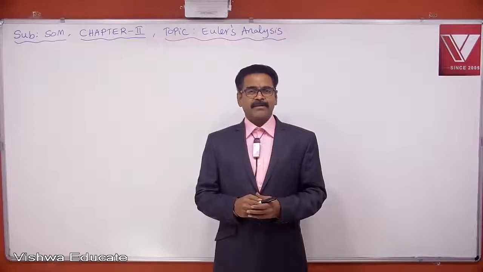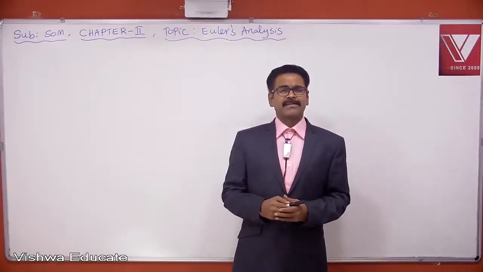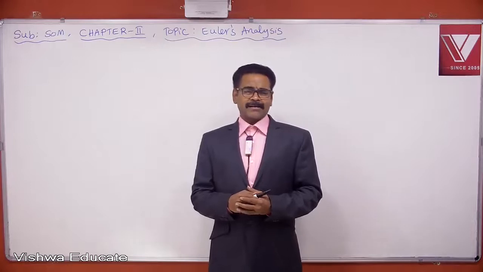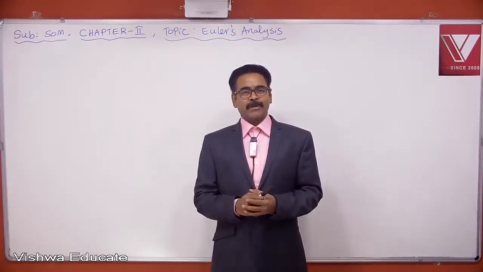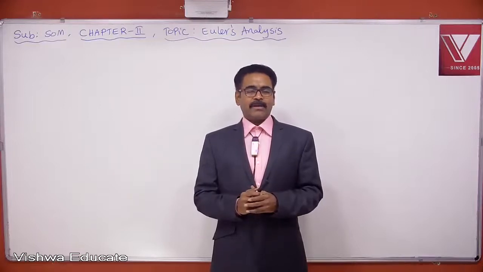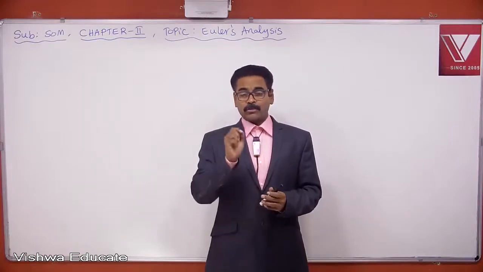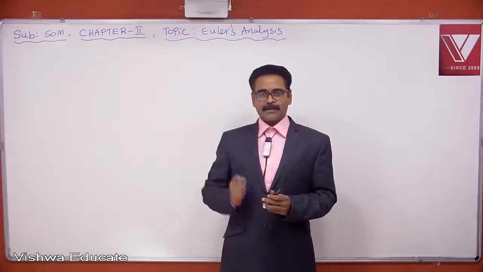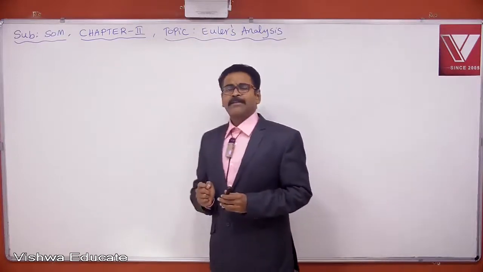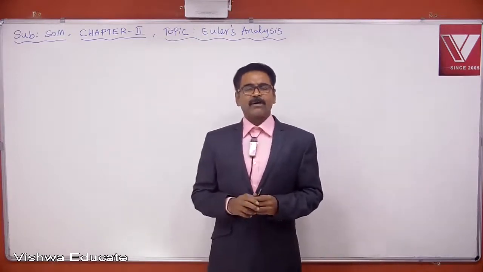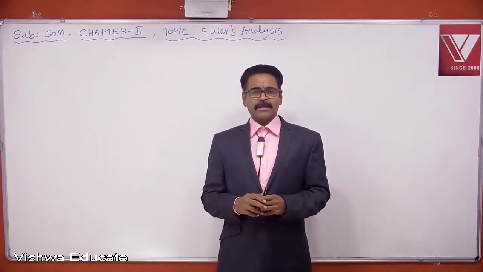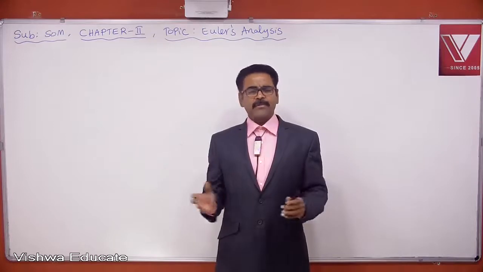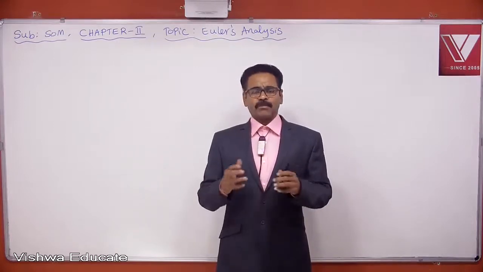Welcome back, friends, to another session of Strength of Materials. Currently we are dealing with Euler's analysis of columns. In the previous session I discussed various assumptions which Euler has made in this analysis. So in this session we are going to derive a formula for Euler's critical load, and a little discussion will be there on that formula, right? It will be followed by maybe problems.